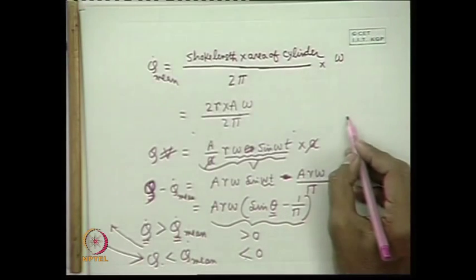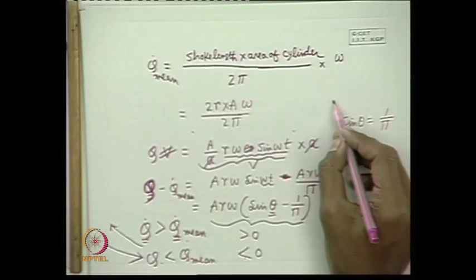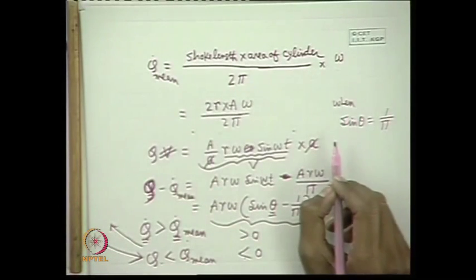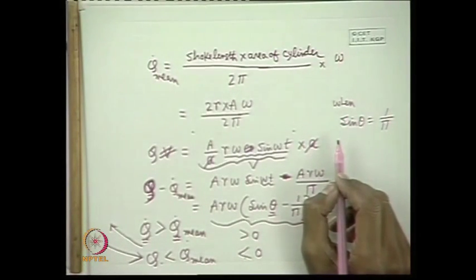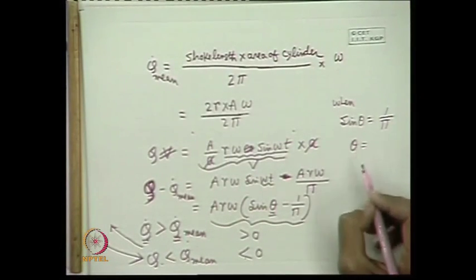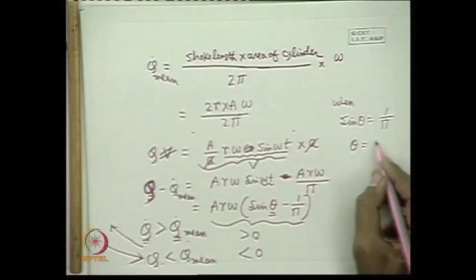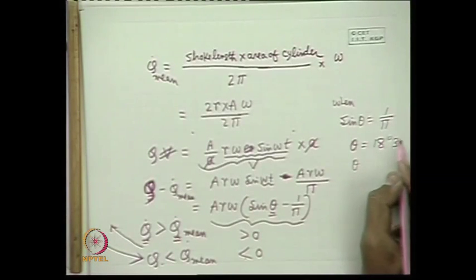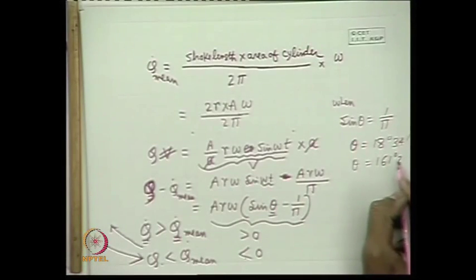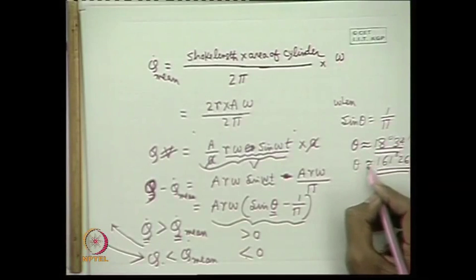The most interesting part is that when sin theta is equal to 1 by pi, this gives two angles: theta is some 18 degree 34 minute or like that, and another is 161 degree 26 minute or like that. I will verify it, it is approximately this angle that this gives.